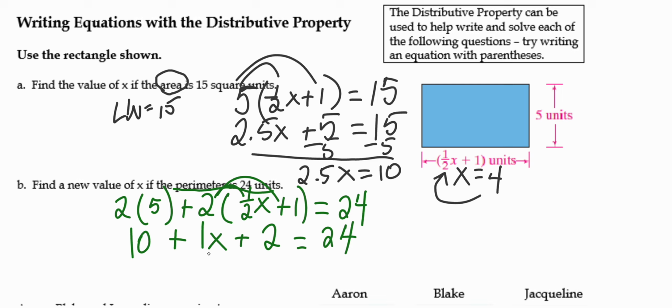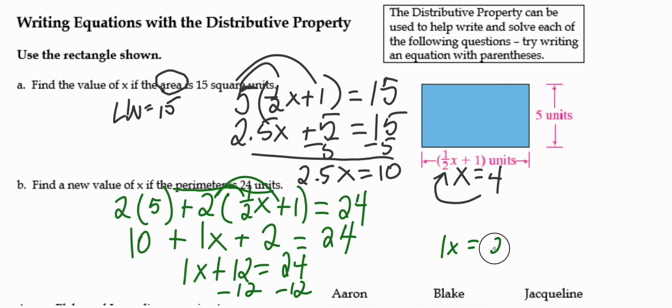Combining what we need to combine, we end up with 1x plus 12 is equal to 24. Subtracting that 12 gives us that 1x is equal to 12, which of course is the same thing as x is equal to 12. Area requires that we multiply the length and the width. Perimeter requires that we have 2 lengths and 2 widths. Add them together, knowing that it's 24.